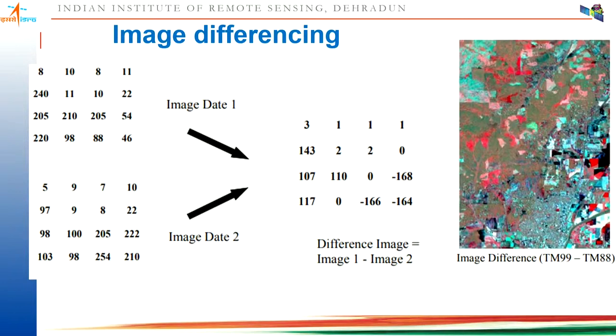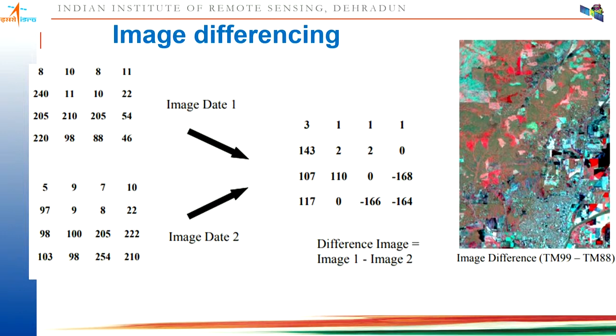So this is an example to show how image differencing works. Suppose this is a 4 by 4 band, 4 rows and 4 columns of pixels, that we have taken. These are the pixel values. You can see it has done simple differencing. 8 minus 5, so 3. 10 minus 9, 1. 8 minus 7, 1. 11 minus 10, 1. Like this, it has found out where the less change areas are and where the more change areas are.